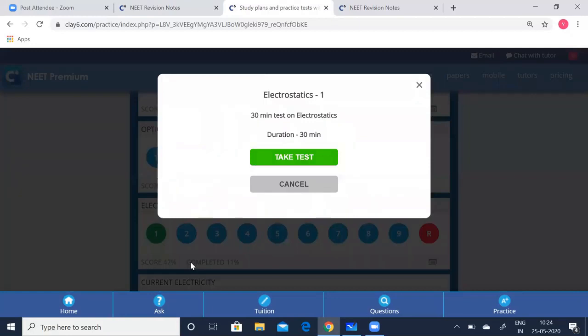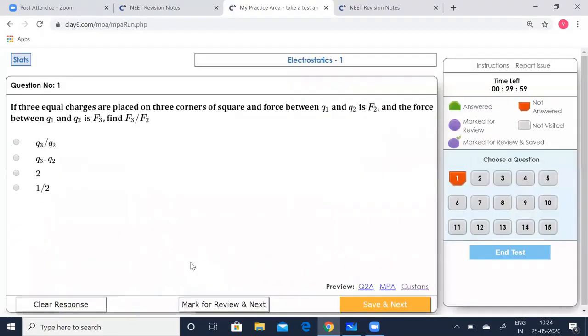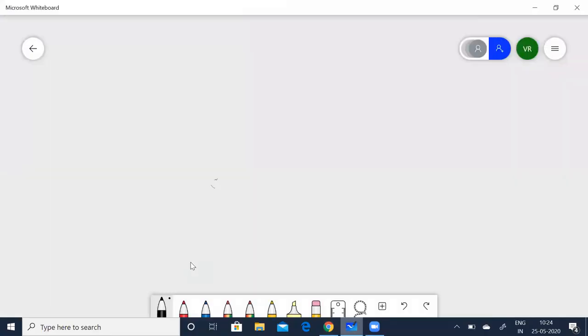Now let's go to electrostatics. I'll take the first test. Click on take test. I understand, go to the test. Now look into the first question. If three equal charges are placed on three corners of a square, and the force between Q1 and Q3 is F3, and the force between Q1 and Q2 is F2, find F3 by F2. All right, let's quickly solve this. First of all, let me draw the diagram.